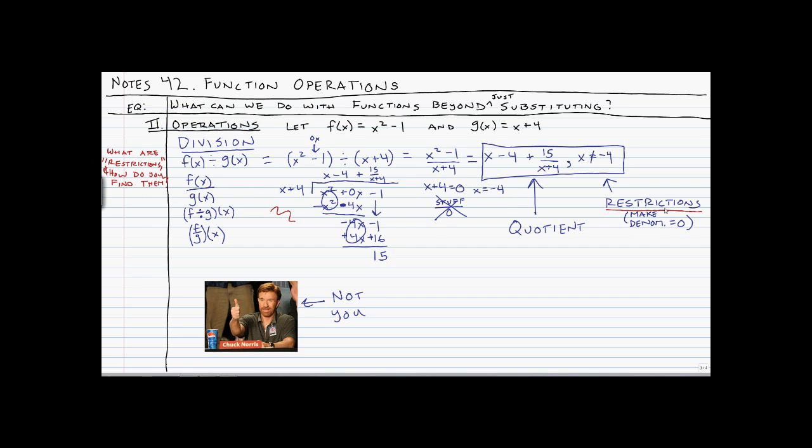So again, to answer our question here, not that we have to right now, the restrictions are the values that could make the denominator or the divisor of our division equal to 0, and we find them by making that denominator or divisor equal to 0. And it's cool, because again, only Chuck Norris can divide by 0, and you are not Chuck Norris. So putting that in equation form, you do not equal Chuck Norris.